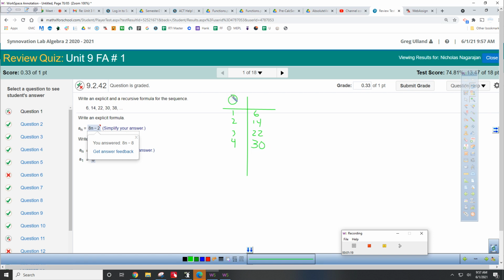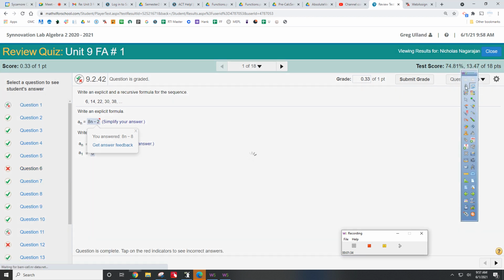Now, we'll have to work backwards. So since we're adding 8 each time, if we're going to work backwards, we're going to need to subtract 8, and you get a -2 for that. And that's where that comes from. Okay? Number 6.